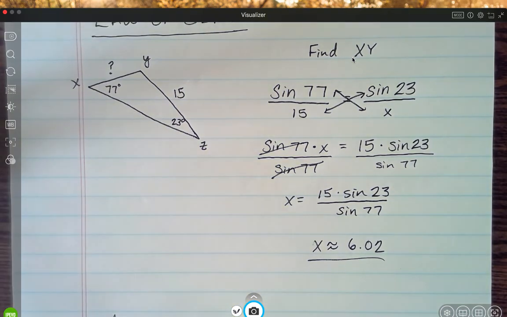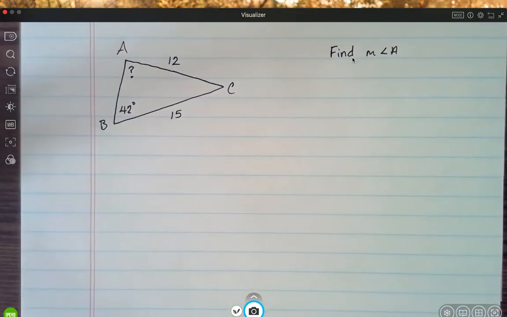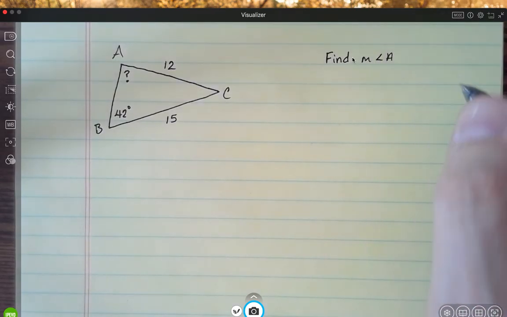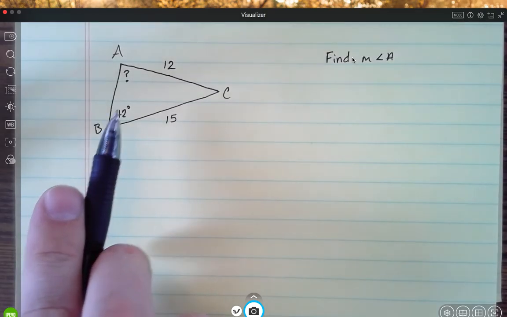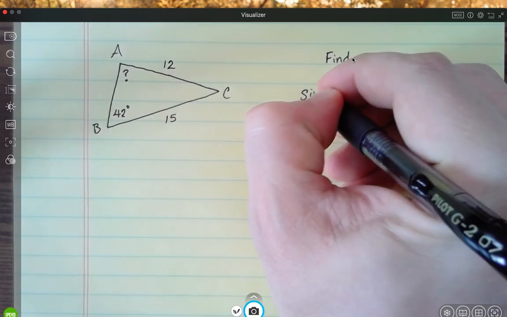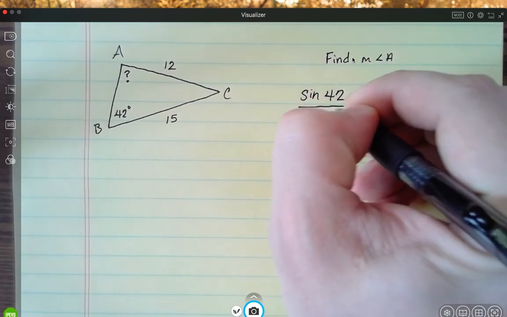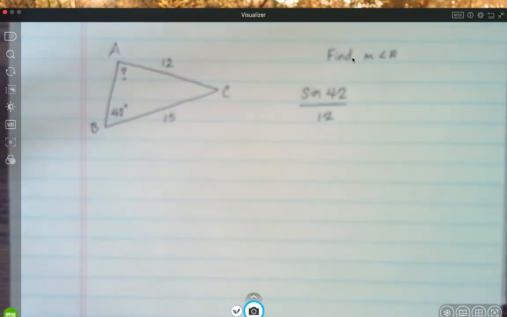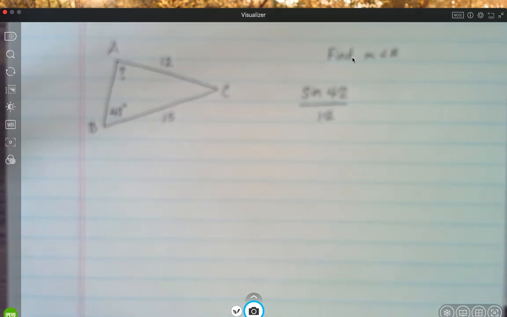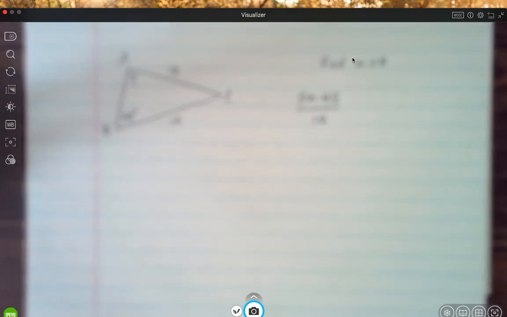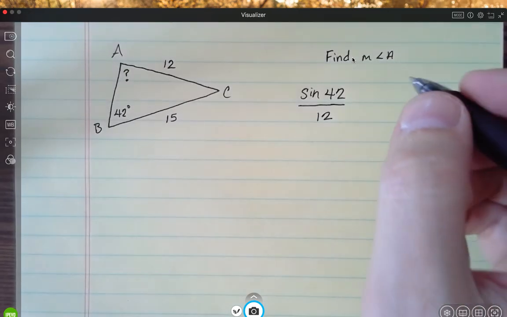Now, finding an angle measure. So I've got another triangle here set up for us. Again, we're going to use the law of sines to figure this out. And so we're going to use the parts that are opposite of each other. So I'm going to start with my angle B here, and I'm going to say the sine of 42 over 12. So I'm always using the angle measurement and the side length that's across from it to set that up. There we go. Got a little blurry there.